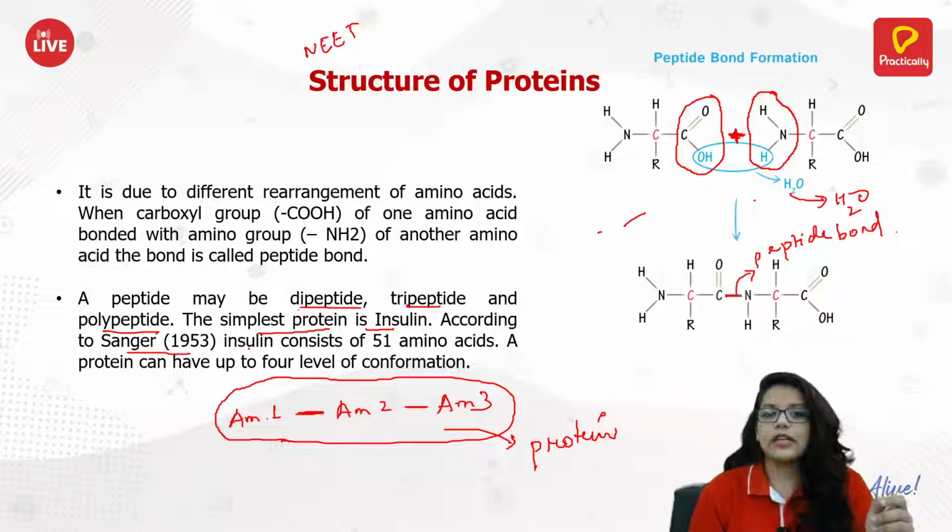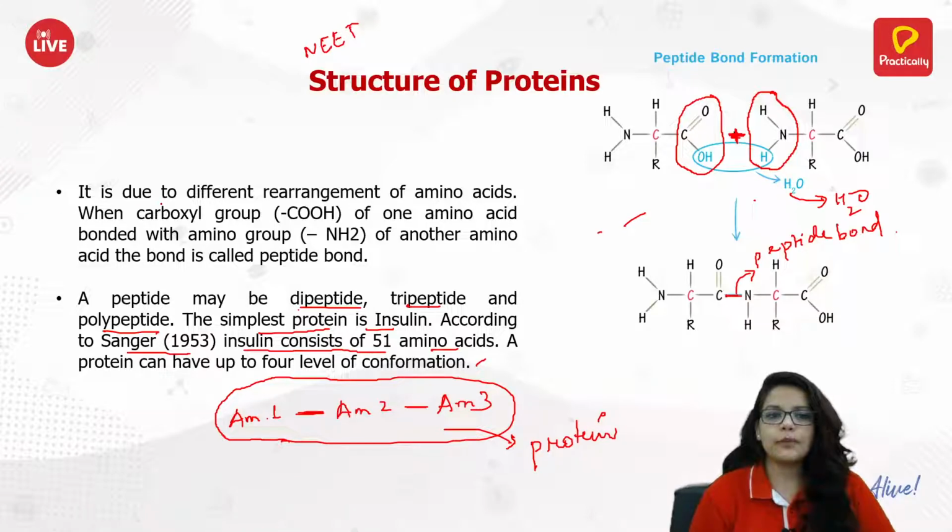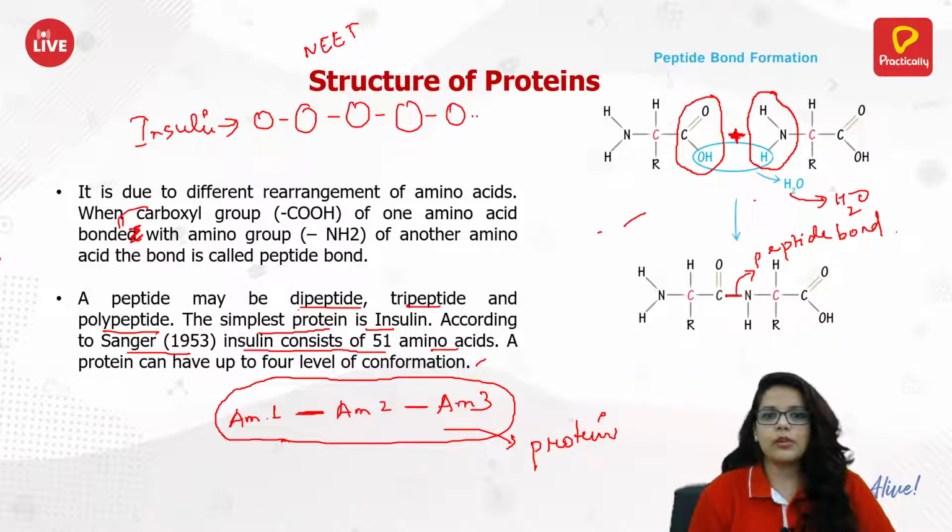According to Sanger, insulin consists of 51 amino acids, and proteins can have up to 4 levels of conformation. What happens with insulin? The structure is very simple. One amino acid is linked with another amino acid with the help of a peptide bond. So like this, 50 will be there.